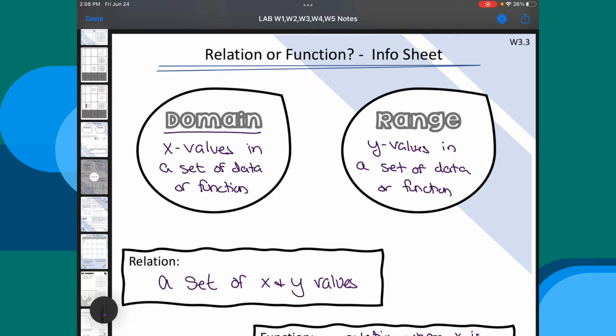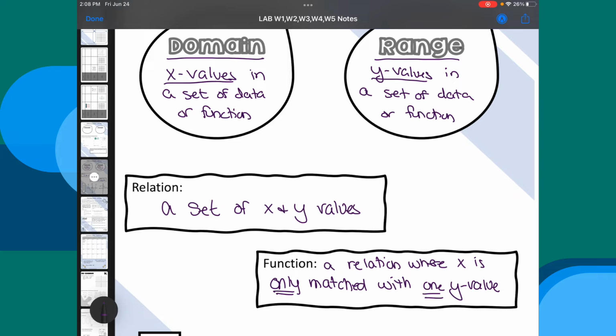Domain means the x values in a set of data or in the function, while the range is the y values in the set of data or in a function. And a relation is just any set of x and y values. You could see this as points, like 1, 4, 2, 6. You could see it in a mapping diagram where you're mapping. You could see it in a table of values, or you could see it in a graph.